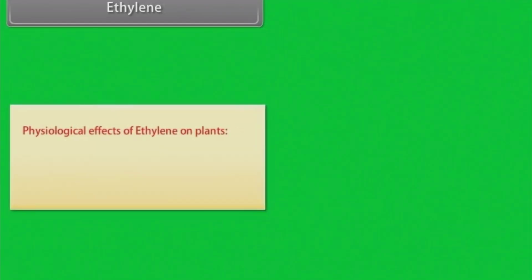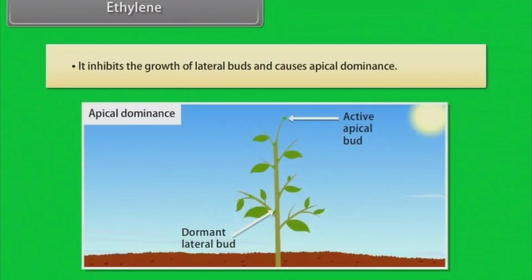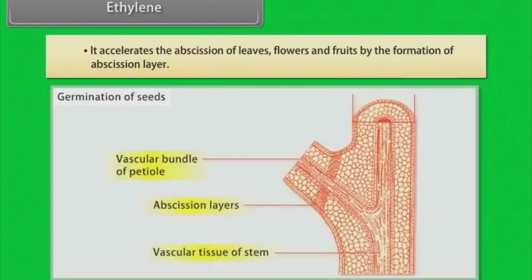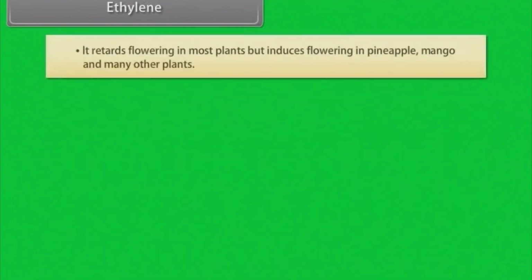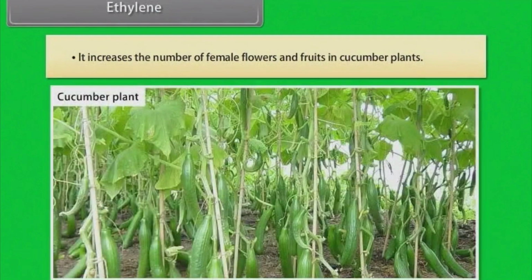Physiological effects of ethylene on plants. It modifies growth by inhibiting the elongation of stem and roots. It inhibits the growth of lateral buds and causes apical dominance. It accelerates the abscission of leaves, flowers, and fruits by formation of abscission layer. It retards flowering in most plants but induces flowering in pineapple, mango, and many other plants. It increases the number of female flowers and fruits in cucumber plants.